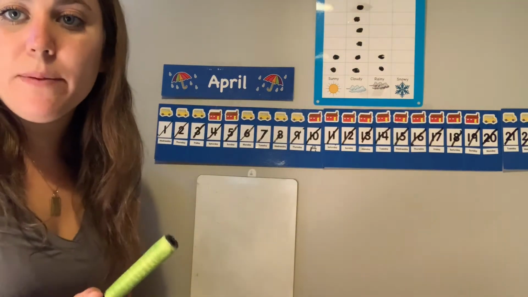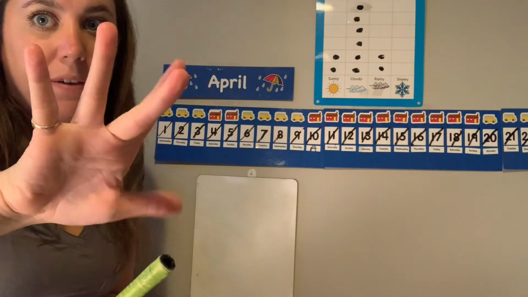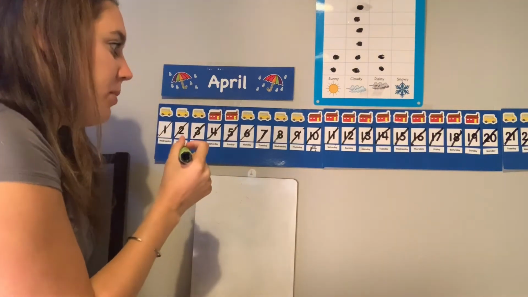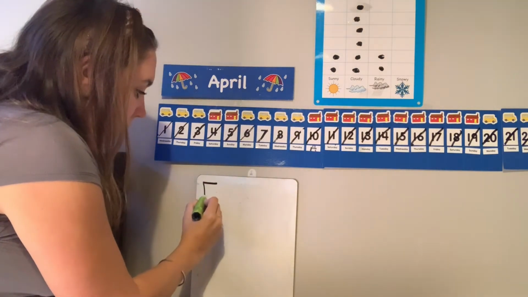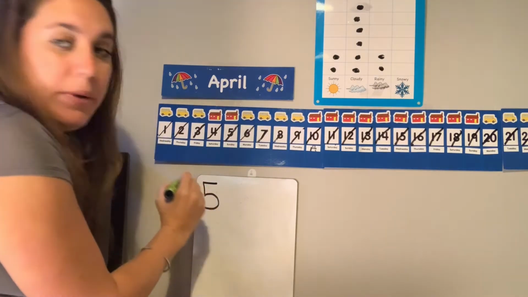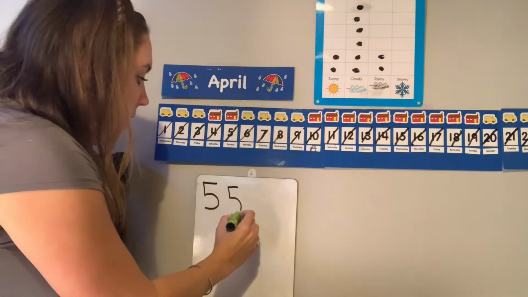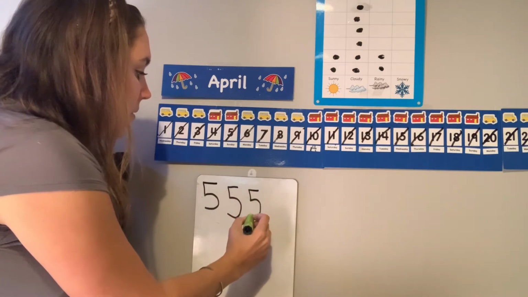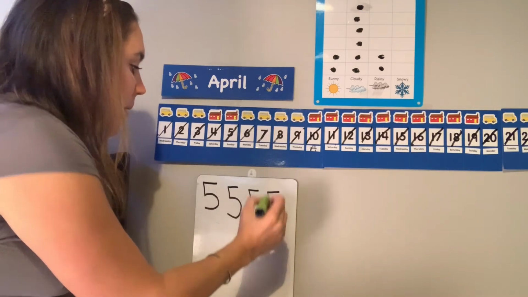Okay, so we just did the number 4. What number comes next? What comes after the number 4? 1, 2, 3, 4, 5. So we're going to practice number 5. All right, so this one has a couple different movements. This one goes across, down, around, stop. Ready? Across, down, around, stop.